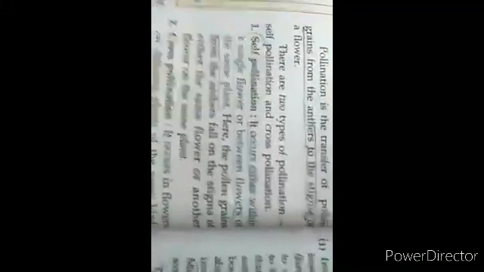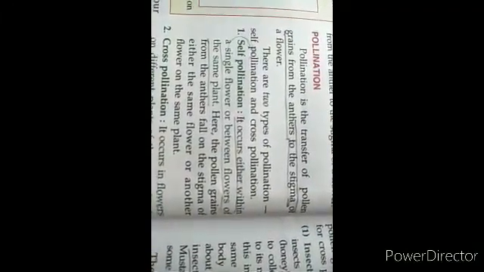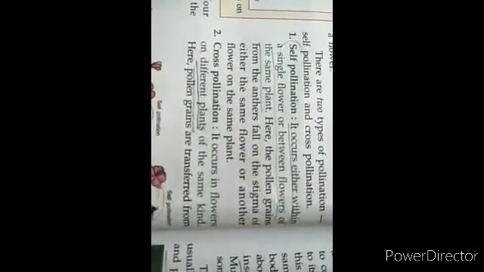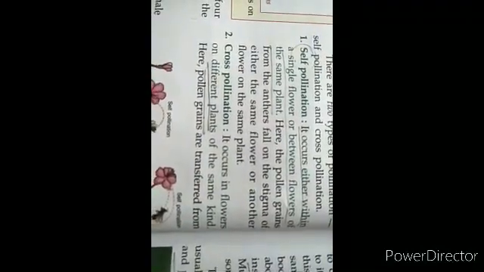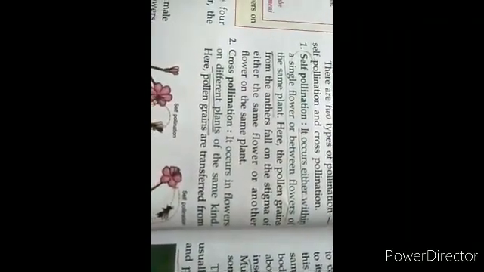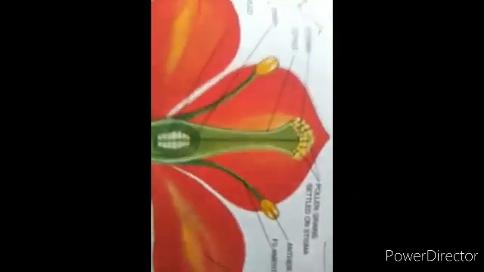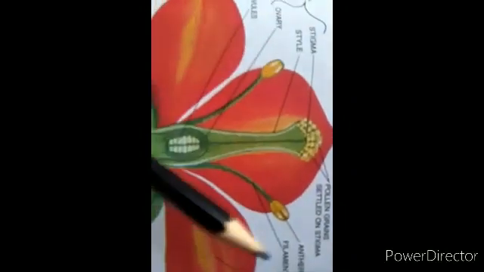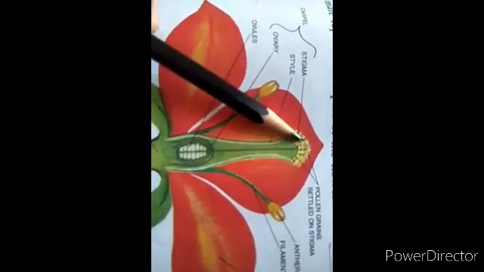As you already know, pollination is the transfer of pollen grains from the anther to the stigma of a flower. So there are two types of pollination: self-pollination and cross-pollination. In self-pollination, the pollen grains from the anther of a flower are transferred to the stigma of the same flower. So, as you can see in this diagram here, the pollen grains from the anther of this flower will go to the stigma of the same flower.